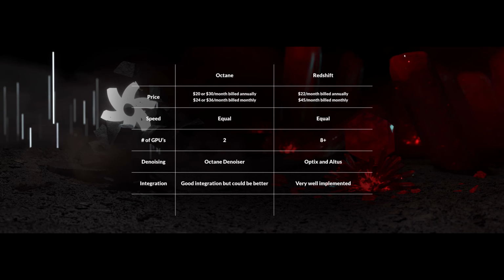As for Redshift, everything that I've used it in has been just a phenomenal experience. It's very, very well implemented in everything that I have used, like I said. So let's go ahead and take a look at some of my experience using the two.